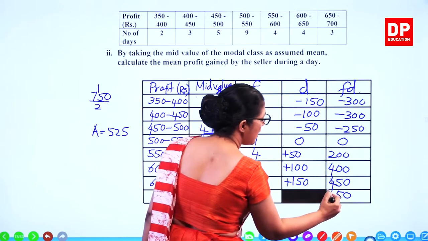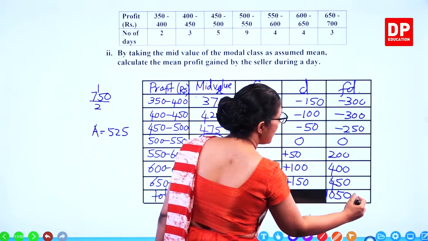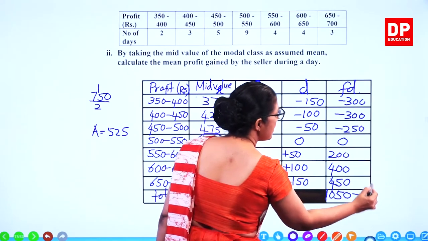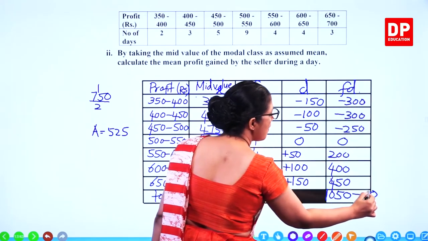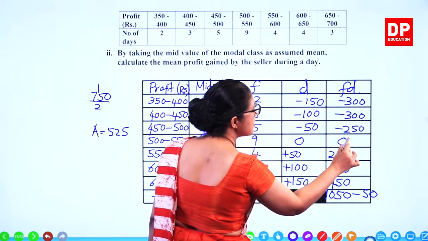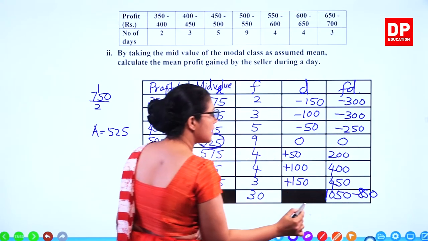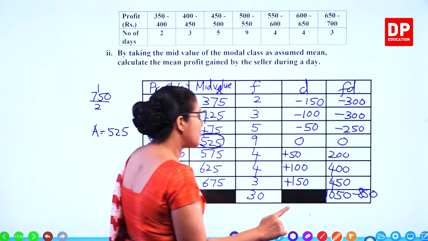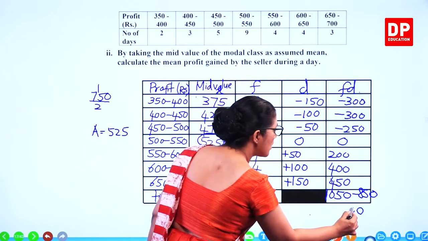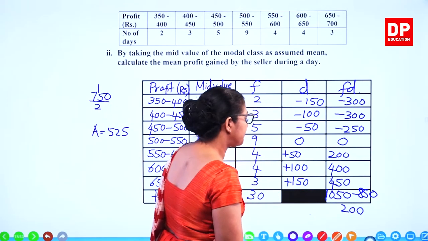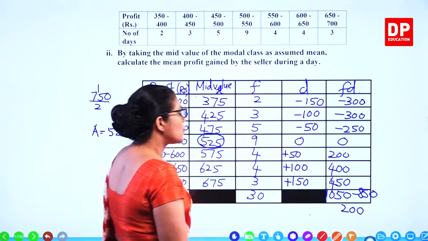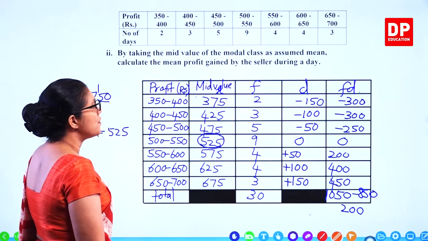So you get 1,050 positive. When you add negative values, what you get? 850 minus. 1,050 minus 850, you get 200. So 200 is the FD value.